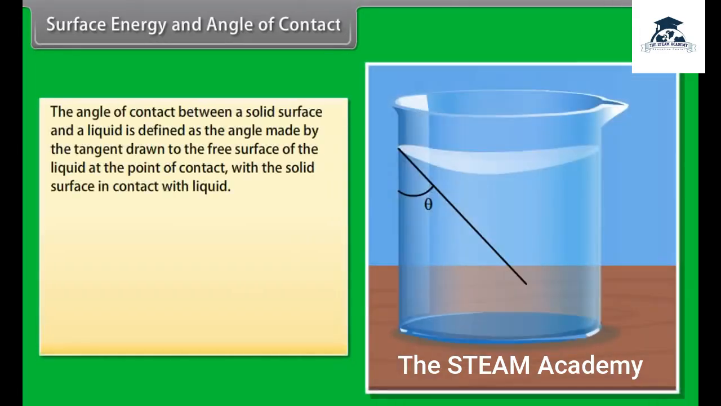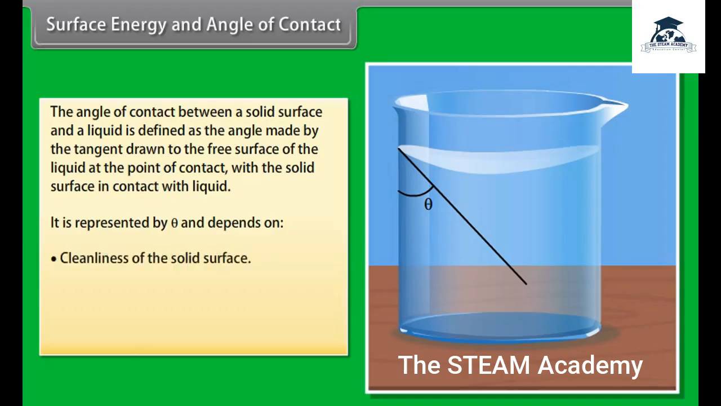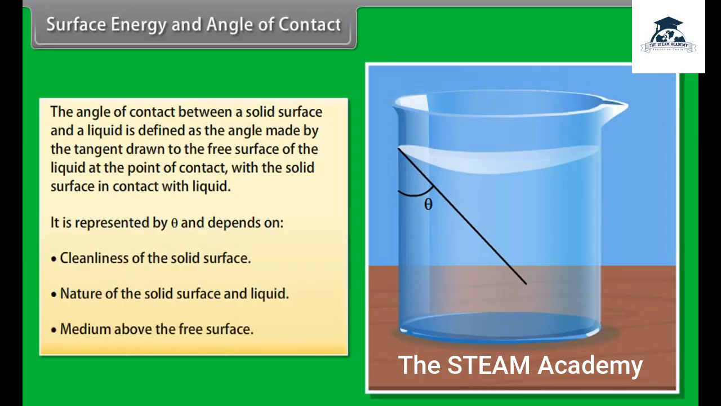The angle of contact between a solid surface and a liquid is defined as the angle made by the tangent drawn to the free surface of the liquid at the point of contact with the solid surface in contact with the liquid. It is represented by theta and depends on the cleanliness of the solid surface, the nature of the solid surface and liquid, and the medium above the free surface.